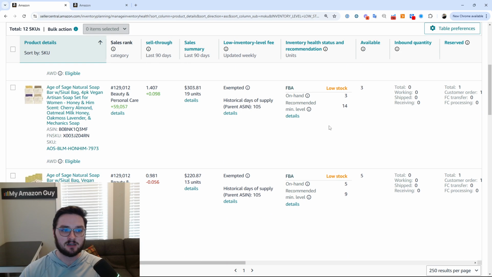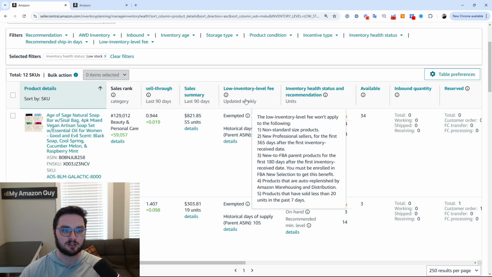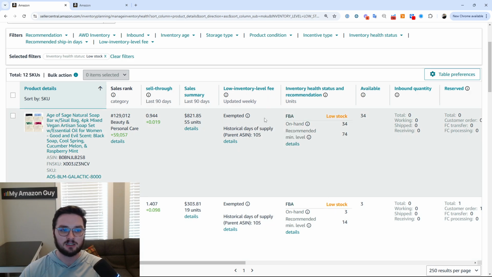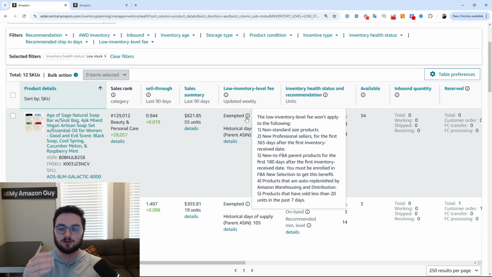But on the other hand, you can also see for a lot of these products under the low inventory level fee, we are exempted. Now, there are several reasons you might be exempted for low inventory level fee. The first being non-standard size products. Essentially, if you are a small and light product or even a large product, yes, you will be exempt from this fee. If you're a new seller in your first year, you will be exempt from this, so do not be afraid to launch a new product on the platform and run out of stock too quickly. You won't have to deal with this.